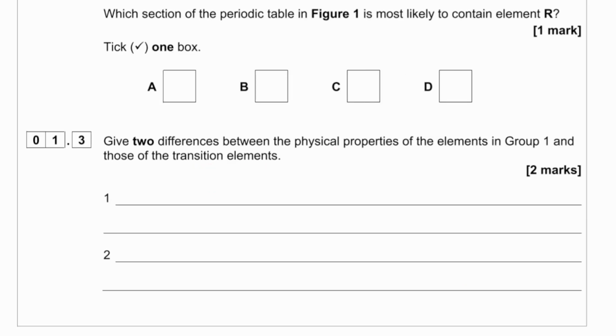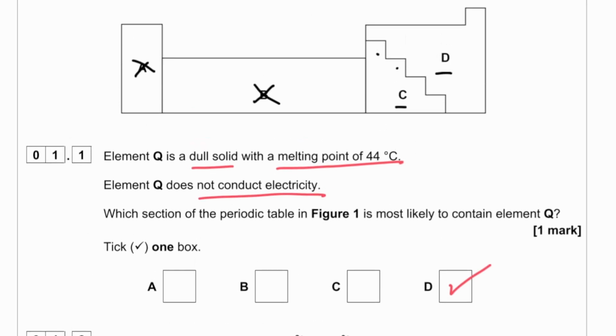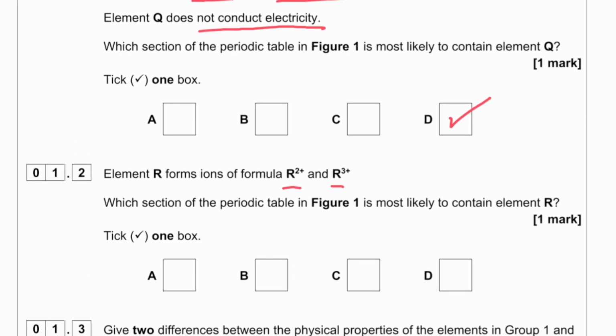1.2, element R forms ions of R2+ and R3+. Which section of the periodic table in figure 1 is most likely to contain element R? So we're told that we form these positive ions. If it's positive ions, we should know that it's going to be a metal. So we look at our periodic table, it's between A and B. And one property we should know about transition metals is they can often form ions of different charges. So here we see that the ions can be 2+ or they can be 3+. And so most likely going to be in the transition metal block, it's going to be B.